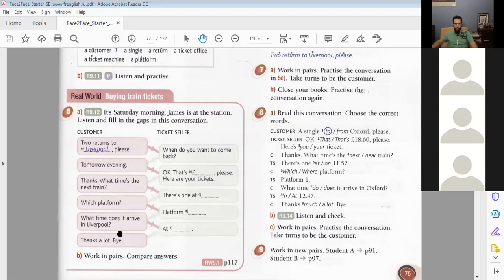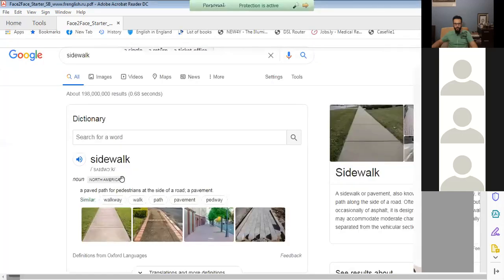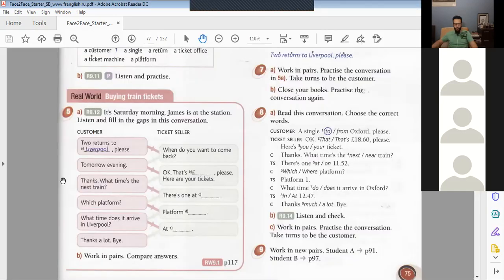Two returns to Liverpool, please. When do you want to come back? Tomorrow evening. OK, that's £93.40, please. Here are your tickets. Thanks. What time's the next train? There's one at 9:17. Which platform? Platform 6. What time does it arrive in Liverpool? At 12:29. Thanks a lot. Bye.